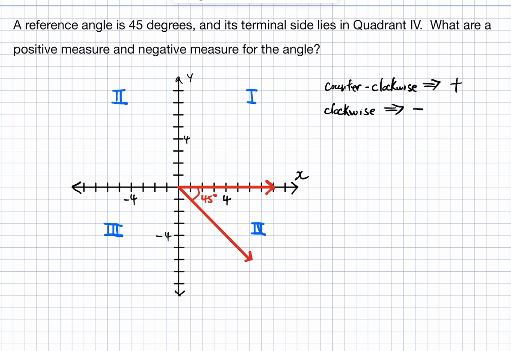So let's go ahead and do this in green for positive. So 360 degrees minus 45 degrees will give us a 315 degree positive measure. Okay, and then to go negative, we're going to go in this direction, right? Clockwise. And in this case, there's really no calculation here. Going clockwise will give us a negative 45 degrees, and that would be our negative measure for the angle.